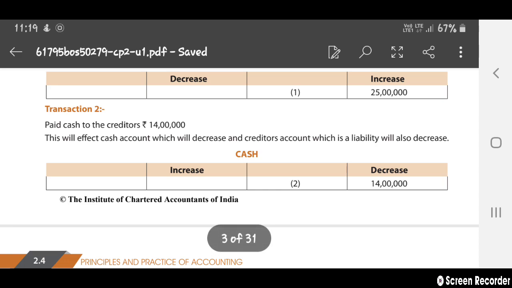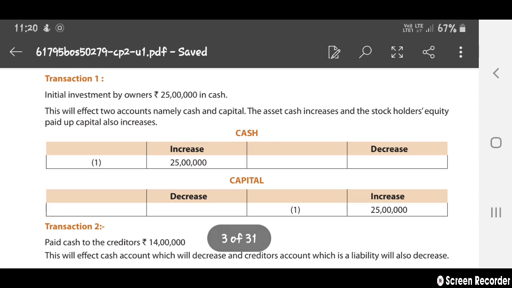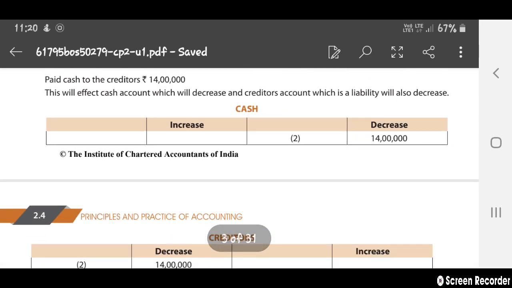Next question they have given: paid cash to the creditors, 14 lakh. This will affect the cash account, it will decrease, and the creditors account, which is a liability, will also decrease. In the question they have given that cash we have paid, and it will decrease. Therefore you should not put increase here, because here they have asked decrease. So you have to interchange.